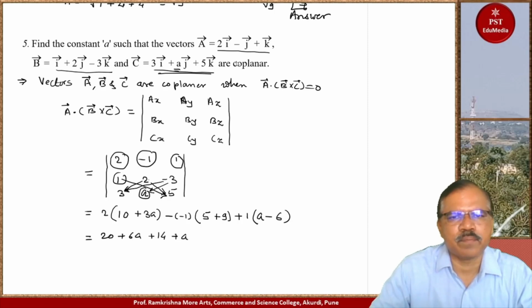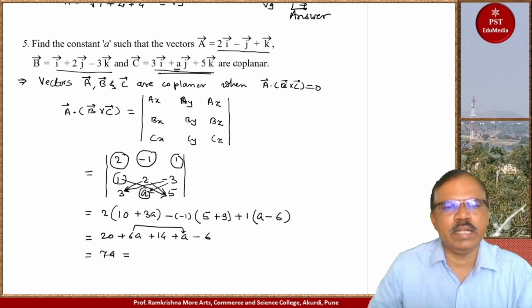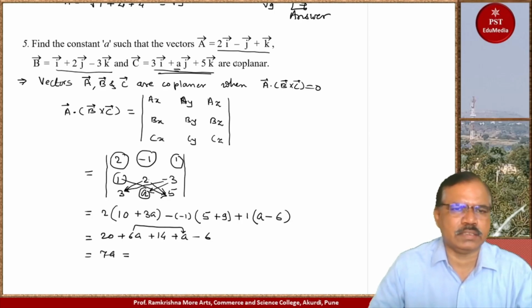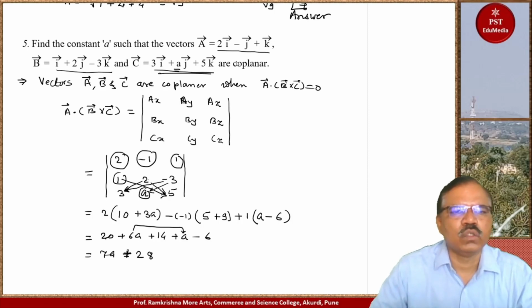Plus A minus 6. Now if we take here A plus A, 6A plus A, that is 7A. 7A is equal to 20 plus 14 minus 6. So 20 minus 6 is 14, plus 14, that is 28. So 7A plus 28, and what happens, since they are coplanar, this is equal to 0.